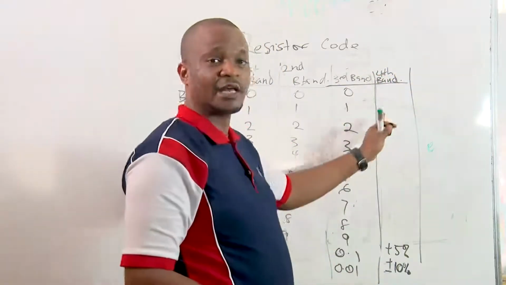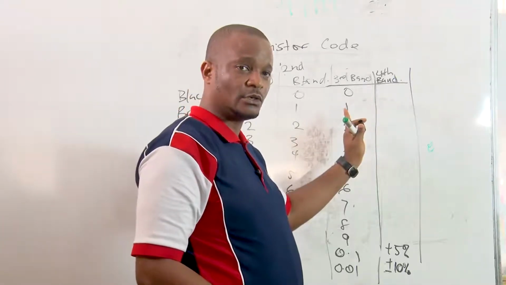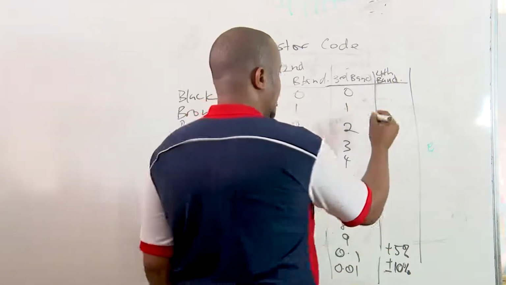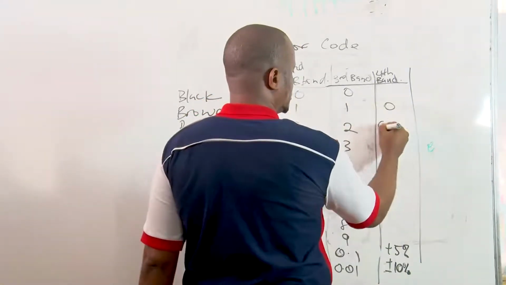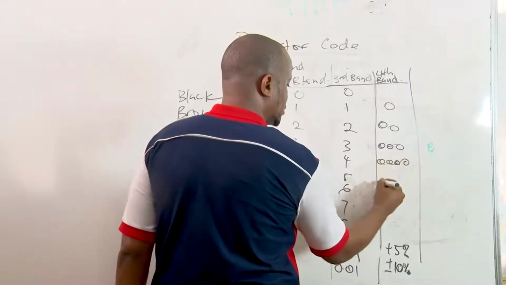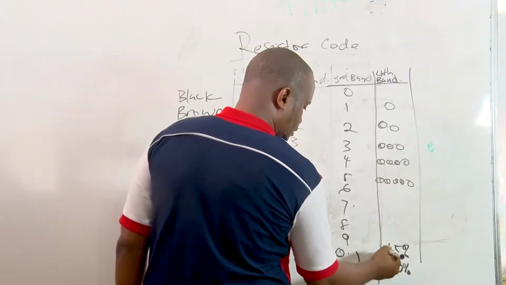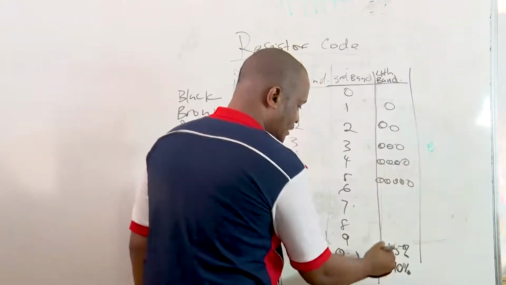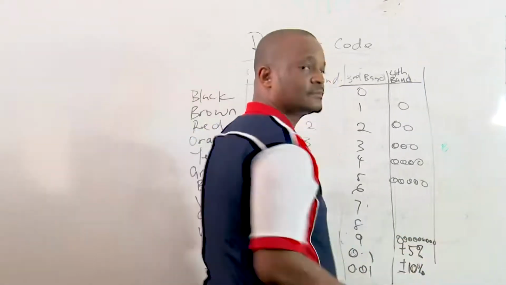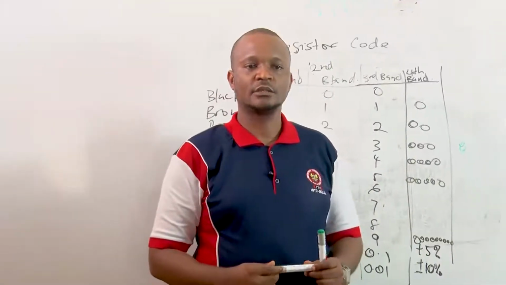The 4th band is now the multiplier, unlike the 4-band resistor, where the 3rd band was the multiplier. So you have 0, 0, 0, 0, 0, 0 for 3. The 4, 4, 0, 5 is what? 5 zeros until you've gotten up to the 9. 1, 2, 3, 4, 5, 6, 7, 8, 9. So you have 9 zeros, okay?